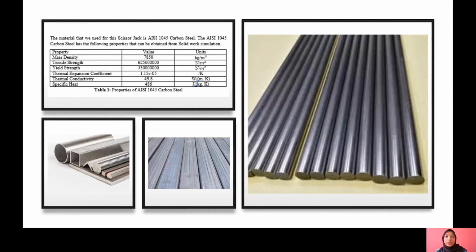The material that we use for this scissor jack is AISI 1045 carbon steel that has the following properties that can be obtained from SolidWorks simulation. The properties that can be obtained such as mass density, tensile strength, yield strength, thermal expansion coefficient, thermal conductivity, and specific heat.